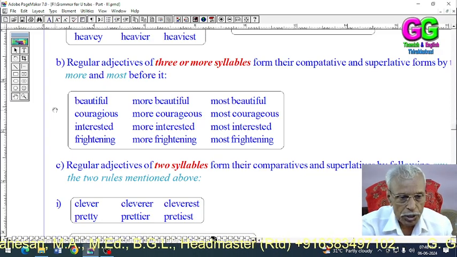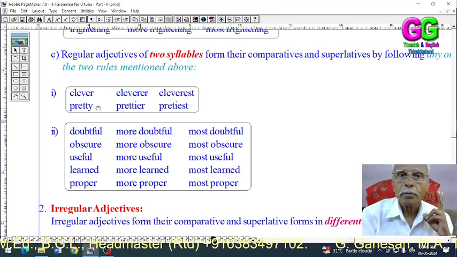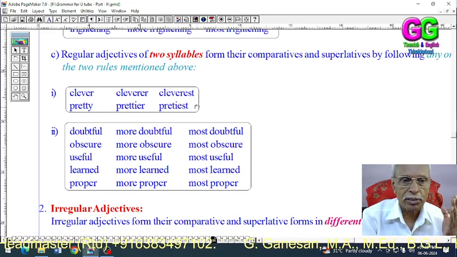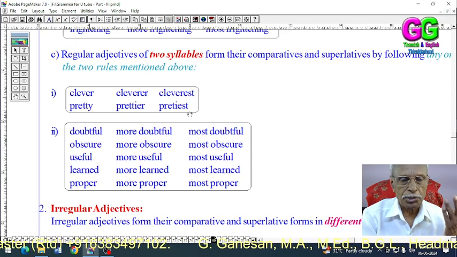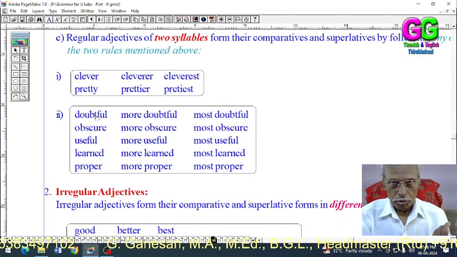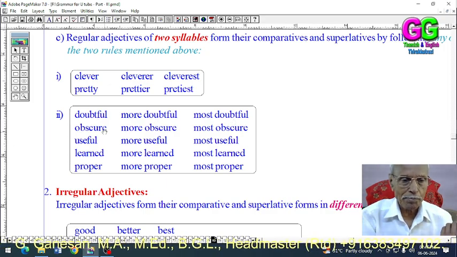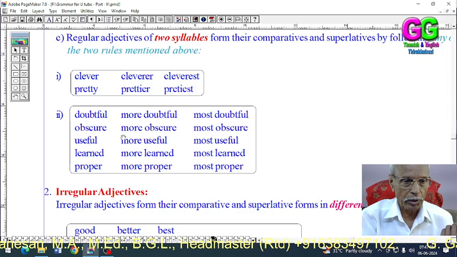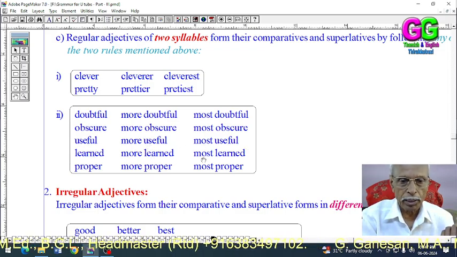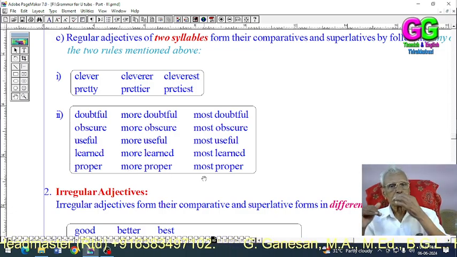Examples: you see, clever is a bisyllabic word. It has taken er, est: clever, cleverer, cleverest. Pretty, prettier, prettiest. Bisyllabic words: doubtful, more doubtful, most doubtful. Obscure, more obscure, most obscure. Useful, more useful, most useful. Learned, more learned, most learned. Proper, more proper, most proper.